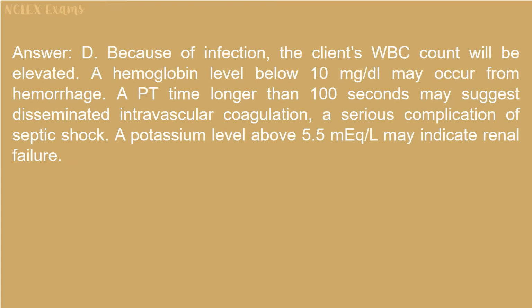Answer D. Because of infection, the client's WBC count will be elevated. A hemoglobin level below 10 mg/dl may occur from hemorrhage. A PT time longer than 100 seconds may suggest disseminated intravascular coagulation, a serious complication of septic shock. A potassium level above 5.5 mg/l may indicate renal failure.